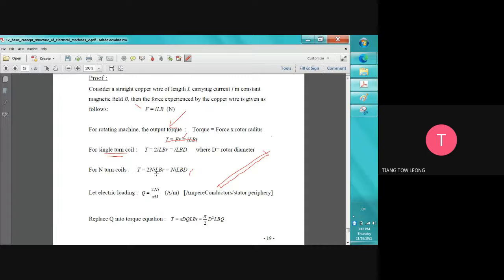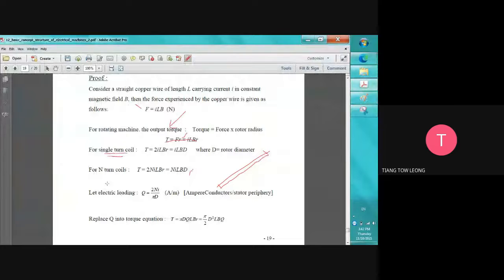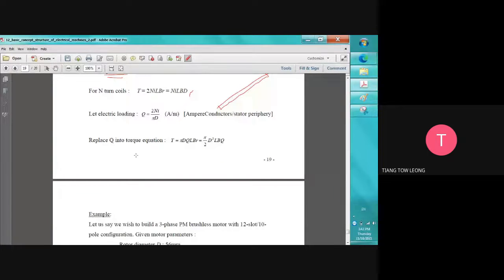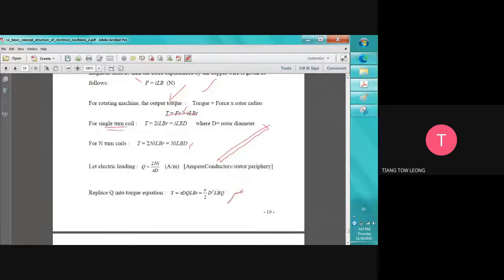Then we can further derive the number of turns. If N is 1, so here is 1. If N is 10, we have 10 turns, and this will be 10, so we just put N. That's why, for an N-turn coil, the equation becomes like this. And 2R is actually the diameter. Let the electrical loading Q be what we already know, the capacity of the motor to run. We replace Q into the torque equation, then we find the equation. This is how it is proved from Fleming's left-hand rule and the assumptions, and then we get to the equation.